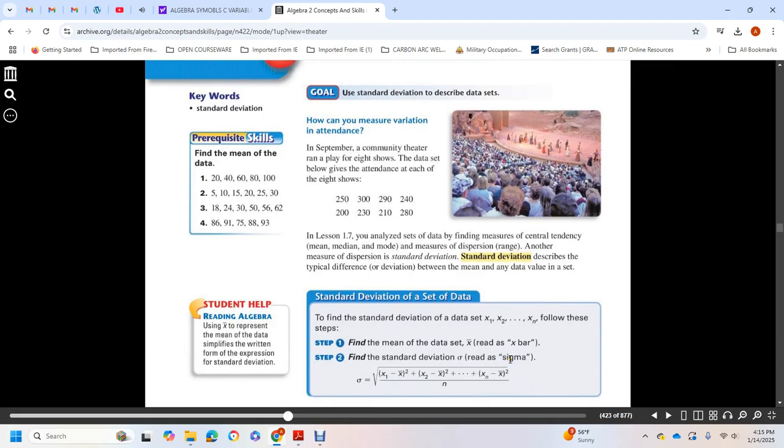To find the standard deviation of the data set x1, x2, through xn, follow these steps. Find the mean of the data set, x bar, and then find the standard deviation sigma. Sigma is equal to the square root of (x1 minus x bar) squared plus (x2 minus x bar) squared through (xn minus x bar) squared, all over n.